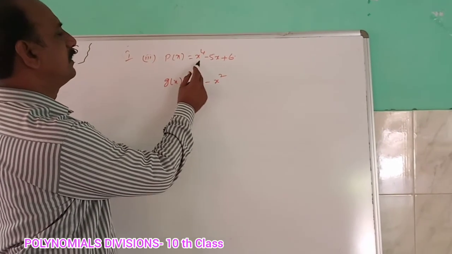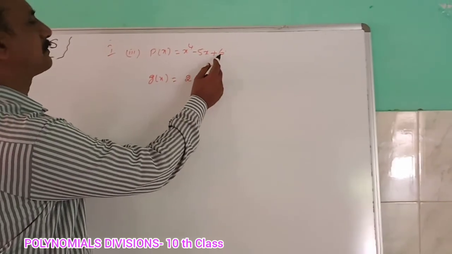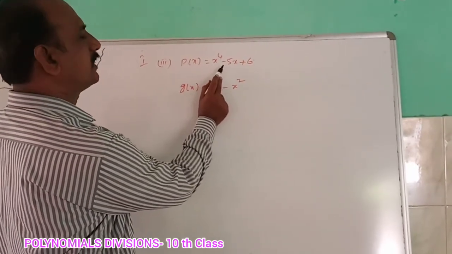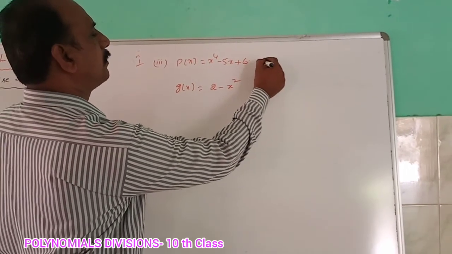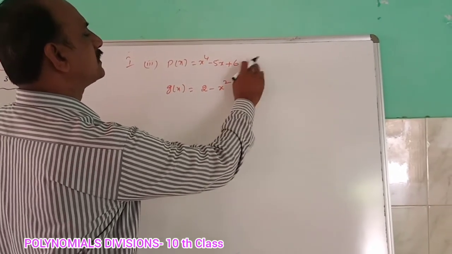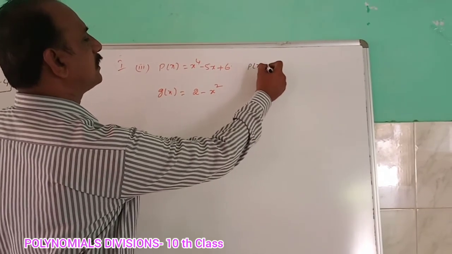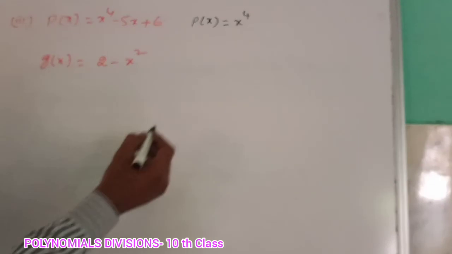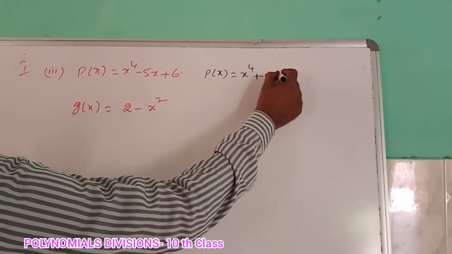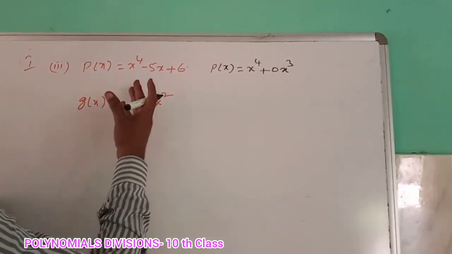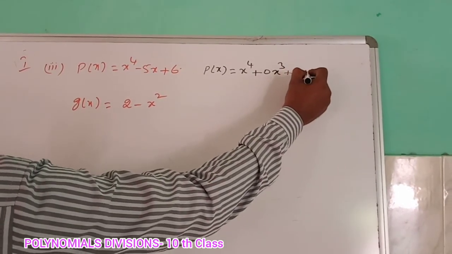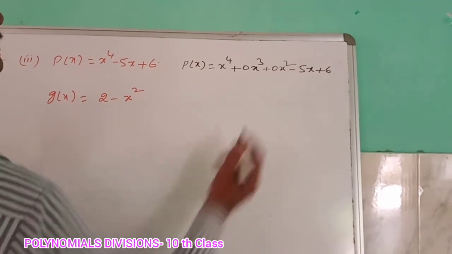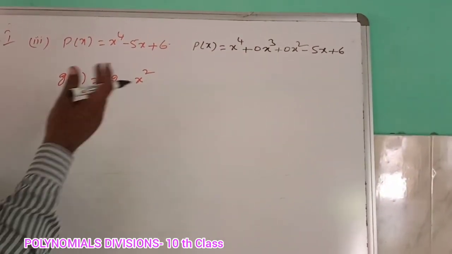Third question. P of x equal to value x to the power 4 minus 5x plus 6. Here there is no x cube term, there is no x square term. Write in standard form, no problem. Here P of x is equal to x to the power 4. There is no x cube term, which means 0 x cube. There is no x square term, 0 x square minus 5x plus 6. That is the standard form.